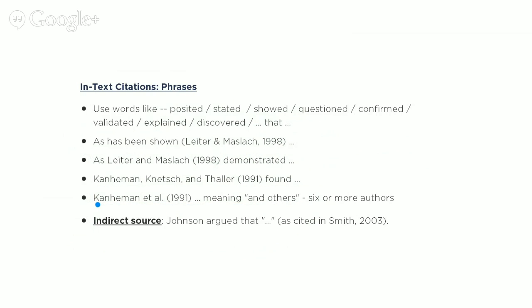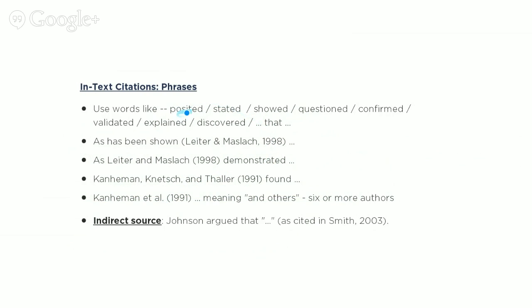So Kahneman and others in 1991, let's say, showed that yada, yada, yada, you go on. So that's basically what you're saying with that. So that happens, again, when you have 6 or more authors only. If you have 5 authors, then you have to list all 5 authors. If you have 6, then you have to list all 6. But if you have more than that, well, actually 5. If you have 6 or more, then you go this route.